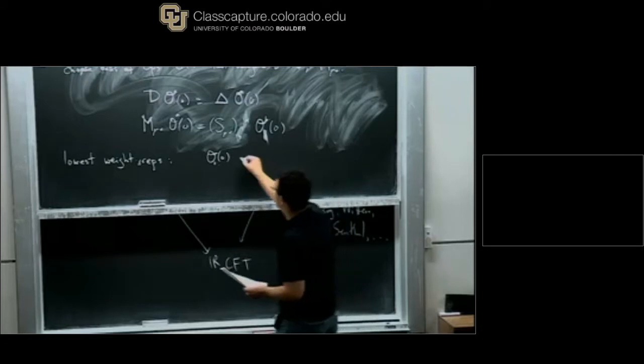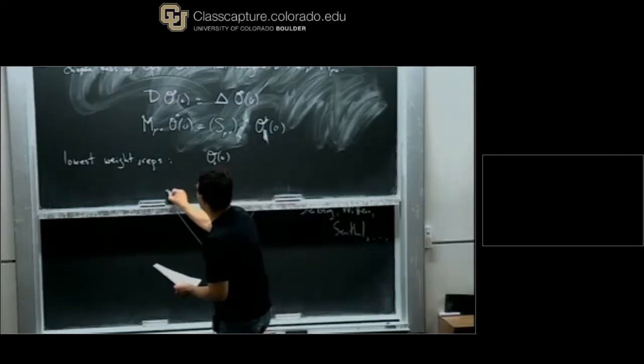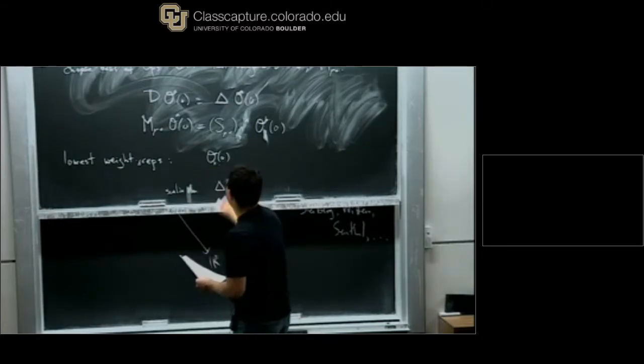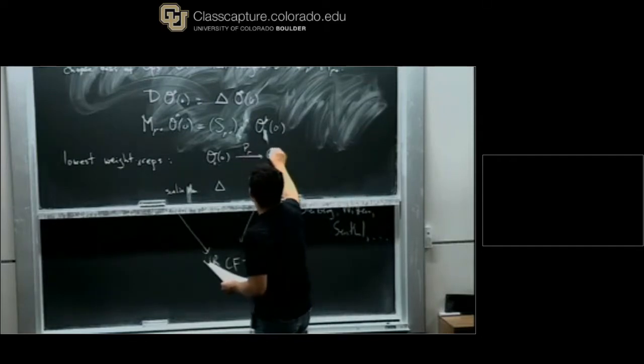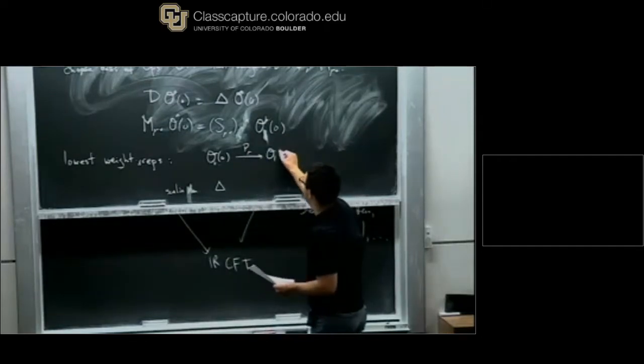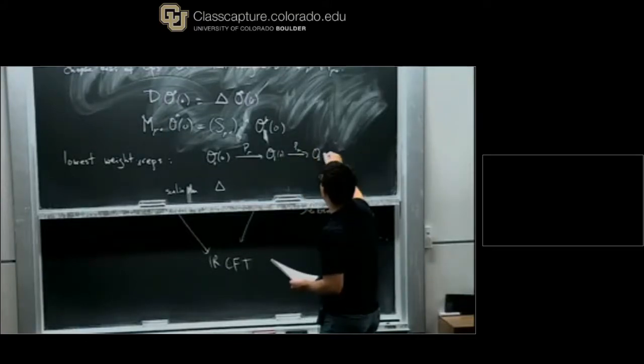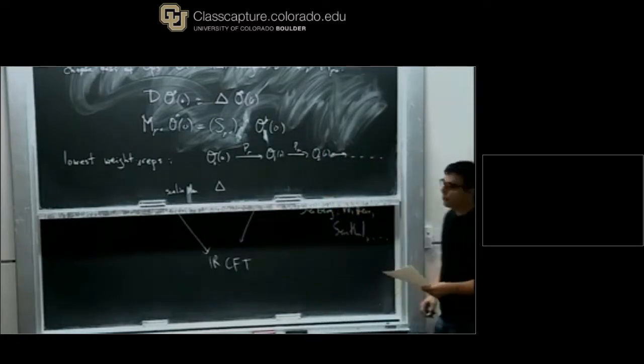And then we act with, it has some scaling dimension, so this is the scaling dimension, or the eigenvalue of D, delta. And then we act on it with P mu. We get some operator O1. We act on it with P mu again. We get O2, and so on. And this goes on forever.